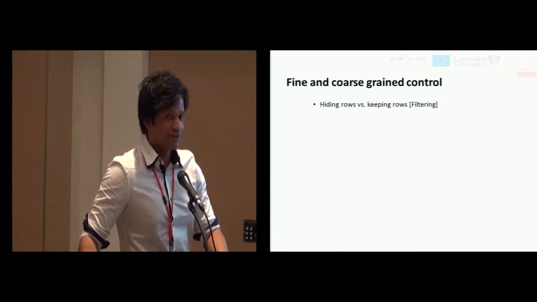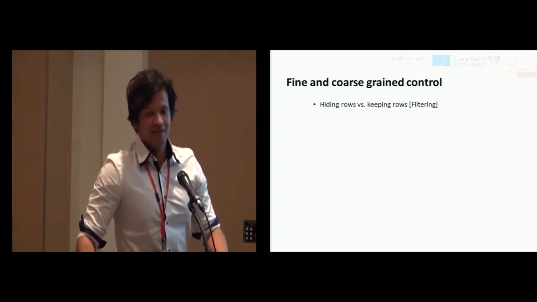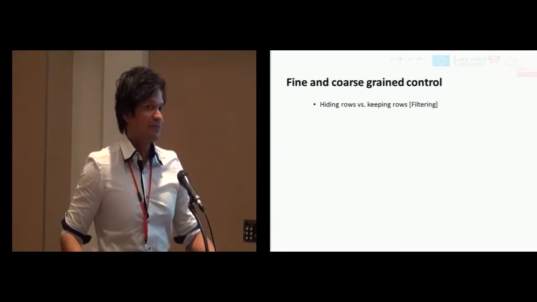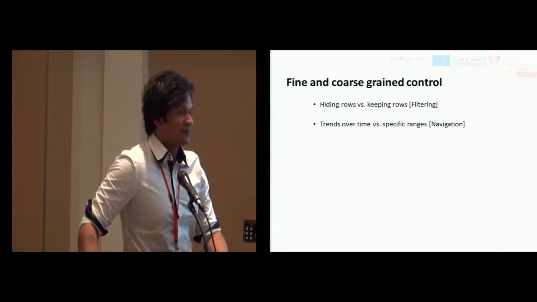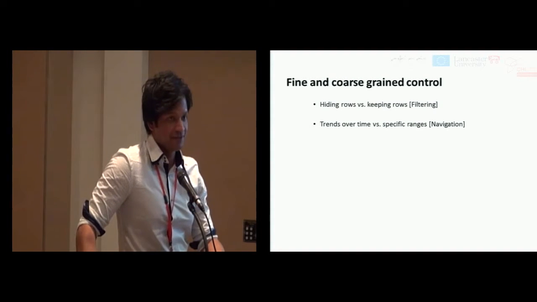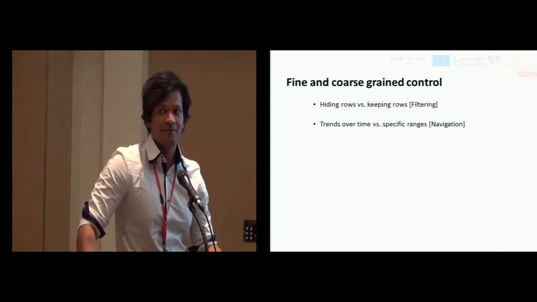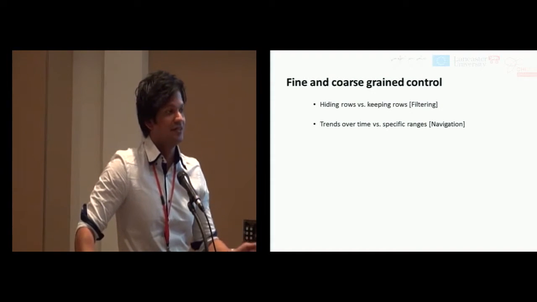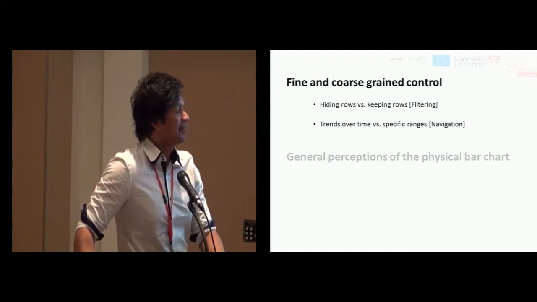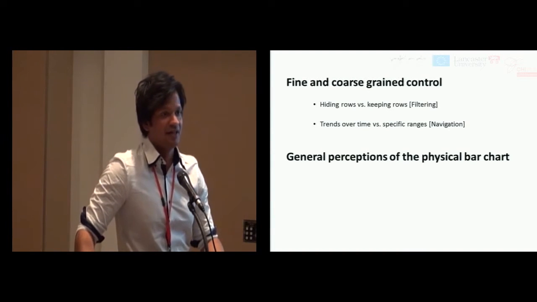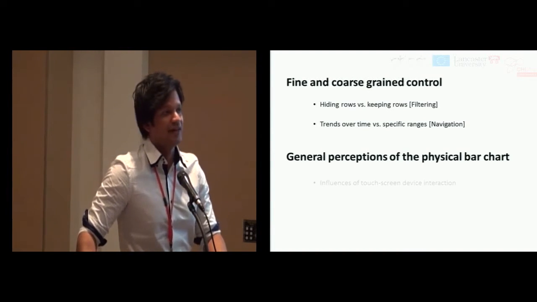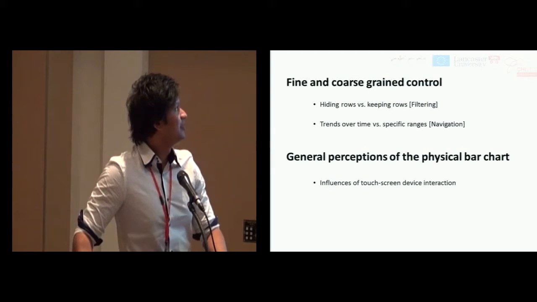And it's quite important to combine fine and more coarse-grained control. Examples being with filtering, hiding rows versus keeping rows, so you don't want to be repetitively carrying out an interaction. And with navigation as well, you might want to look at trends over time, but you also might want to compare individual rows and use a more fine-grained control method.